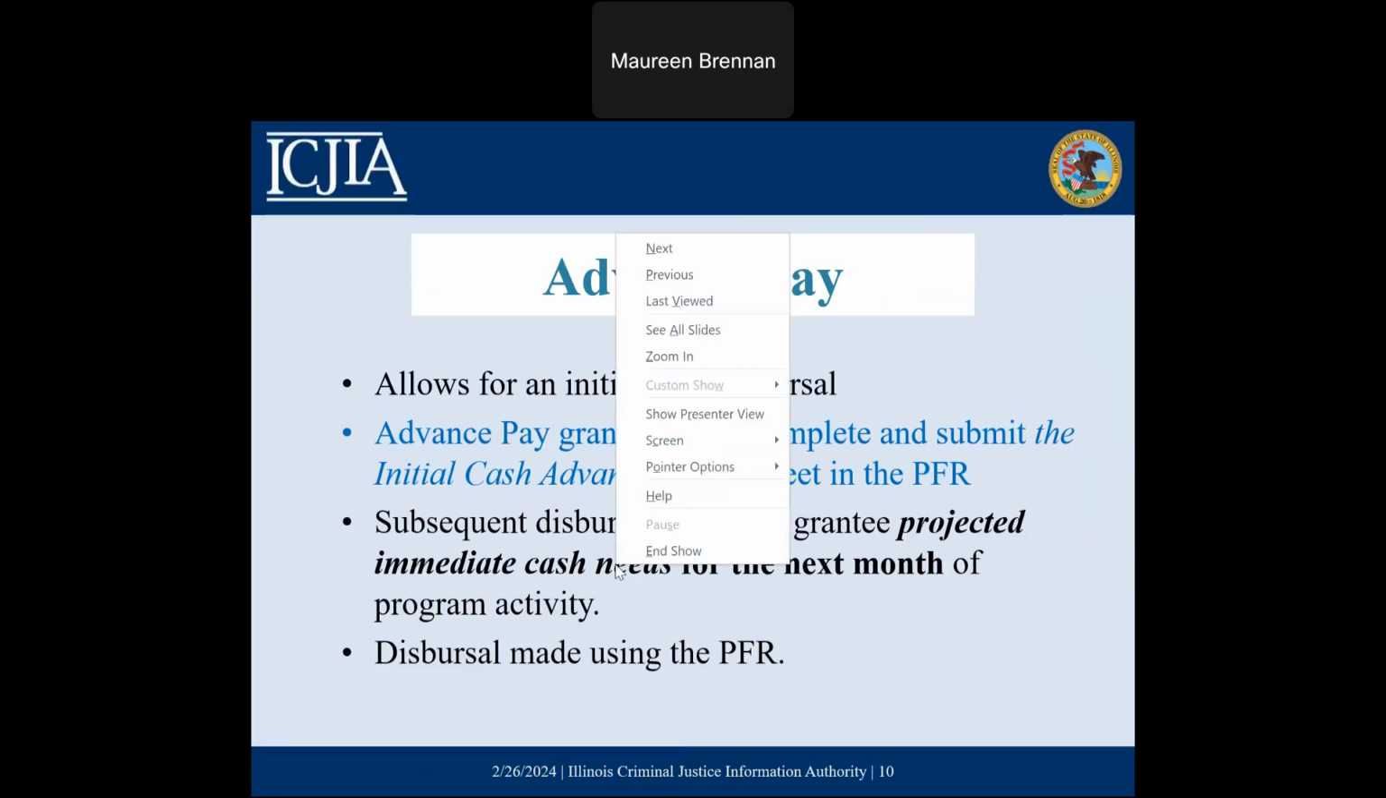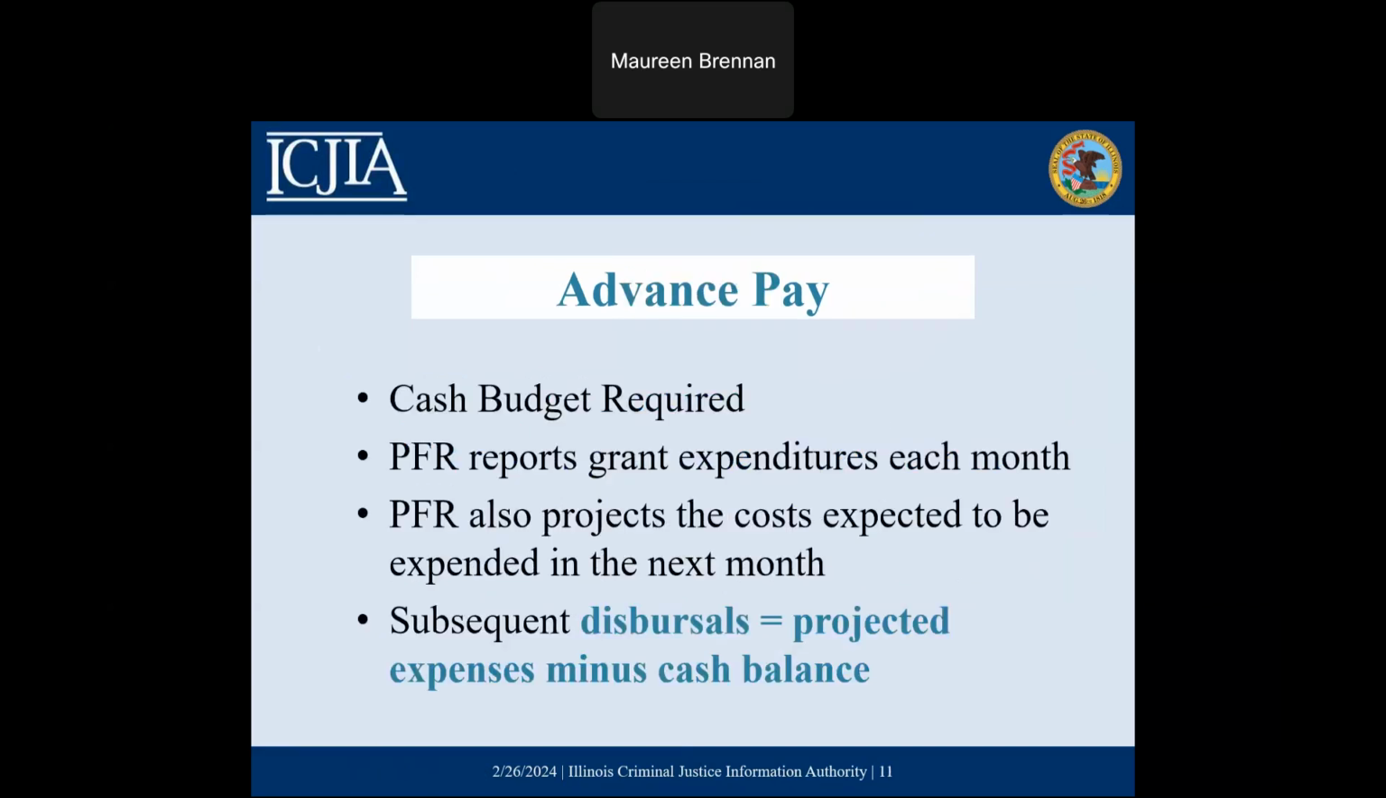As I said, the cash budget is required, so you can do that projection of what your costs will be. The PFR will be the tool that you use to report those grant expenditures each month. And if you elect to use the advance pay dispersal method, your PFR will be specially designed to also include another column on your monthly report where you will project the cost to be expended in the following month. And your grant specialist then will make your dispersals based on what expected expenses you will have next month, minus any cash balance that you have on hand.